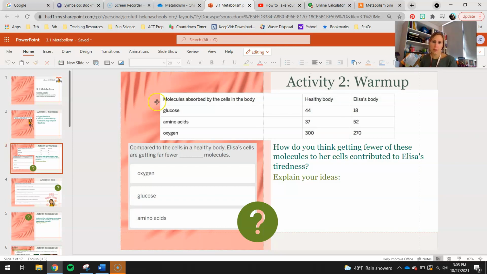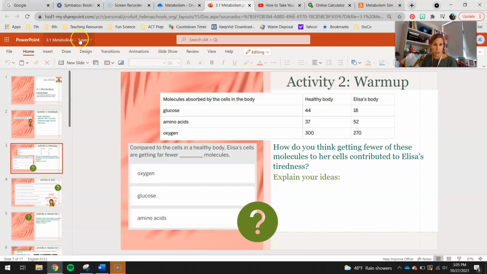For your warm-up today, you're going to revisit Elisa's data. This is from the last Amplify lesson we did. Molecules absorbed by cells in the body: glucose, amino acids, and oxygen. You can see the numbers for a healthy body. Again, these are what we see in the cells of the body, versus Elisa's body, this is what we see in the cells of Elisa's body.